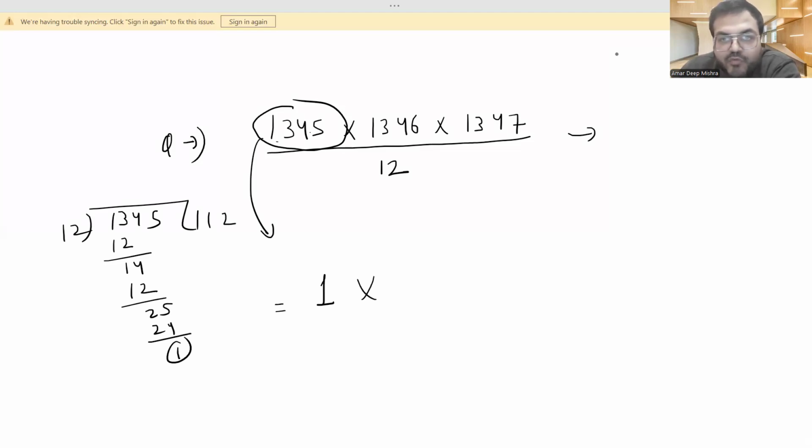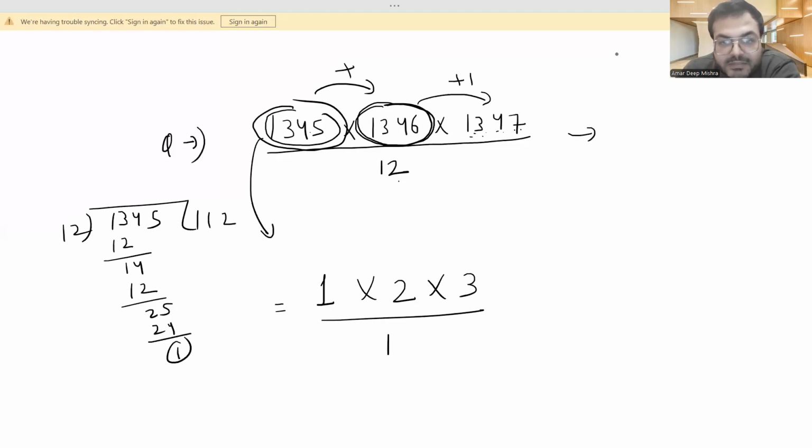Into, in place of 1346, how much can I write? Now, you don't have to divide this number again by 12, because you know that this number is just one more than the previous number, right? So here you had the remainder of 1, so obviously you will be getting the remainder of 2 here. Similarly, this third number 1347 is one more than the previous number. So if you divide 1347 by 12, you will get a remainder of 3, right?